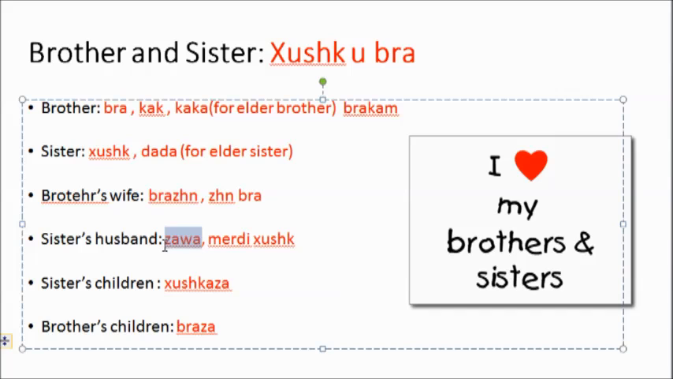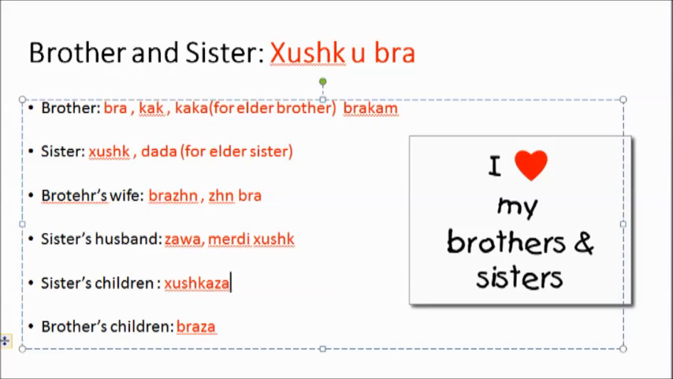Sister's husband, or brother-in-law, is zawa. Zawa means, oh my god, I forgot the word in English. If I remember that, I'll put it in the description. But anyway, you can call him zawa, or you can call him merdi khushk. But it's different from family to family, person to person. It depends. Sister's children is khushkaza, niece and nephew, and brother's children is braza.